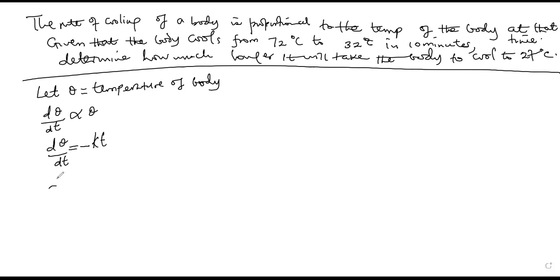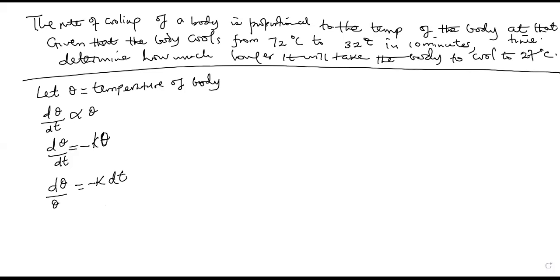Separate variables. Negative K theta. Separate variables. d theta over theta is equal to negative K dt. If you're with me here, type yes.